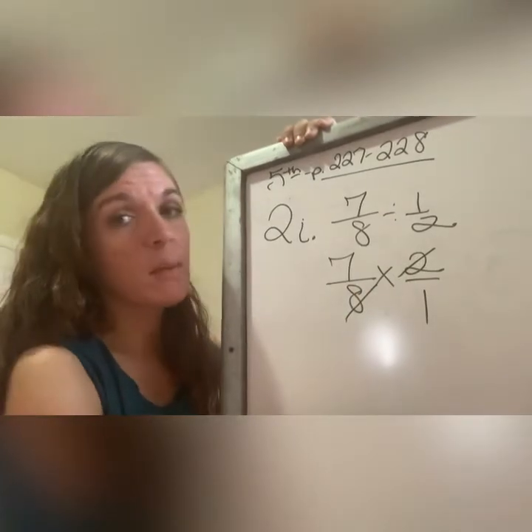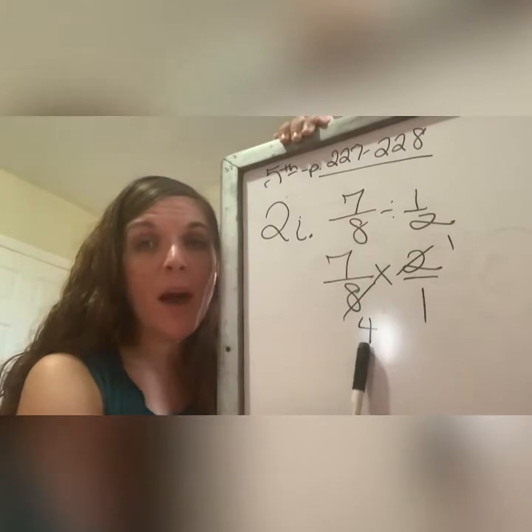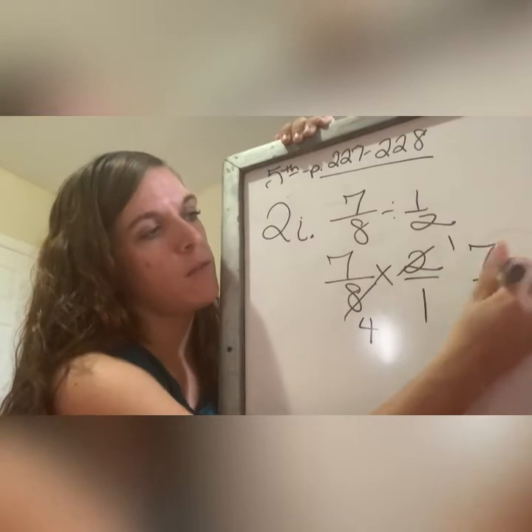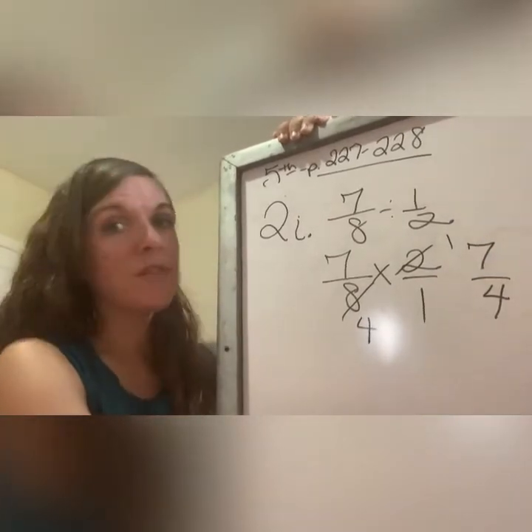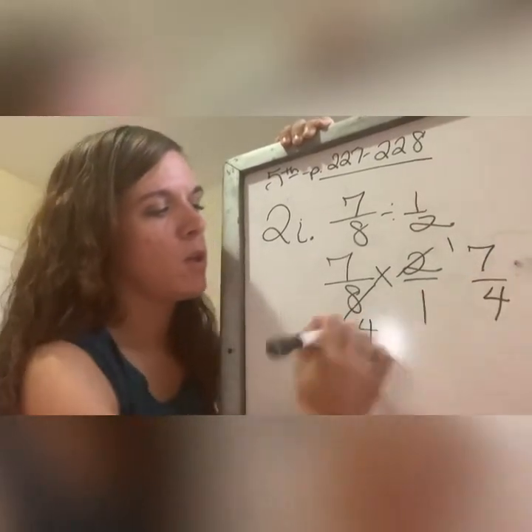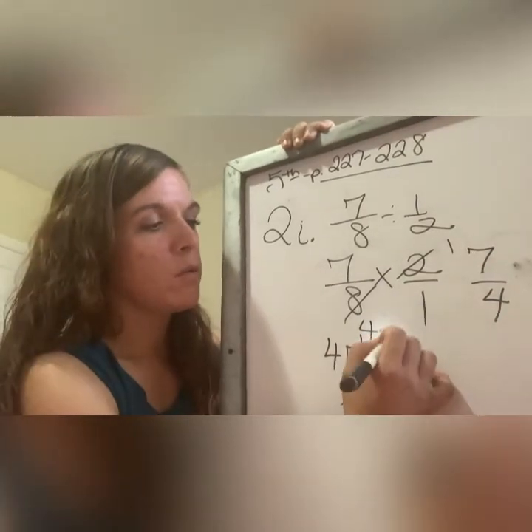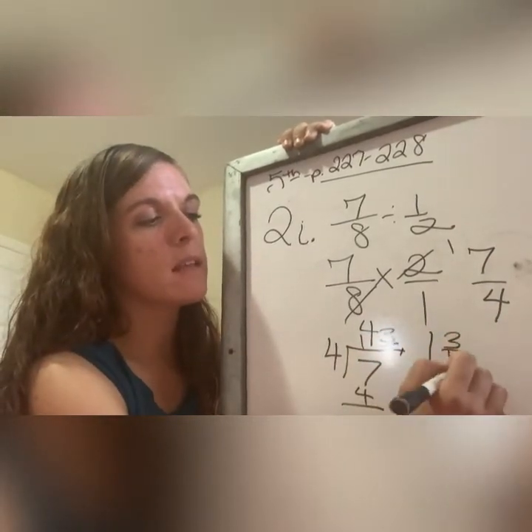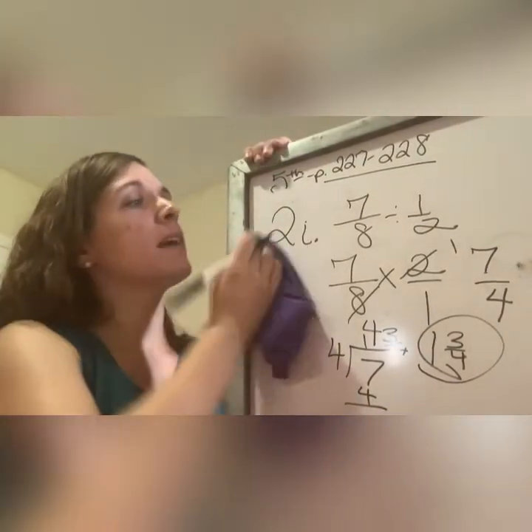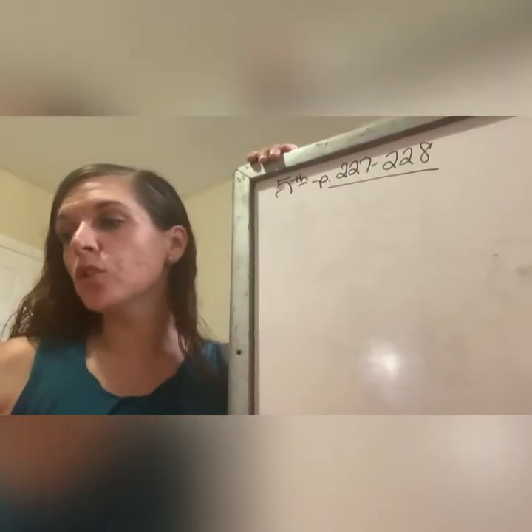8 divided by 2 is 4 and 1. Don't forget about this on the bottom, you guys. 7 times 1 is 7. And 4 times 1 is 4, right? Then we have to divide. 4 into 7. Oops, you can't see it, so I'll do it down here. 4 into 7 is 1 time, 3 left over. 1 and 3/4 is your answer. Okay? So you can't forget about that denominator. So go ahead and try number 2.